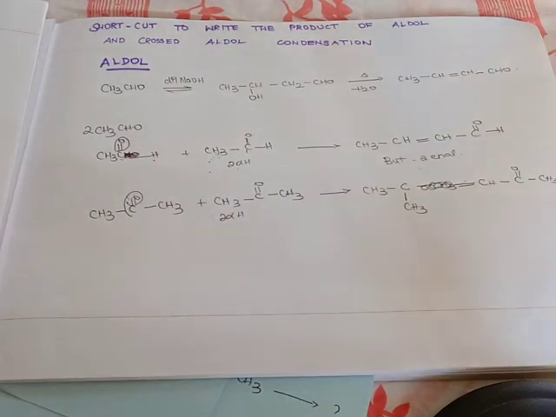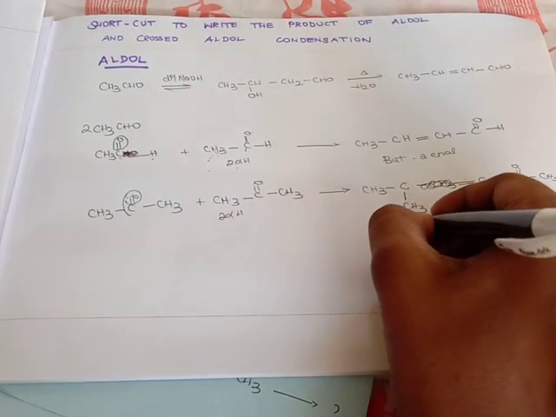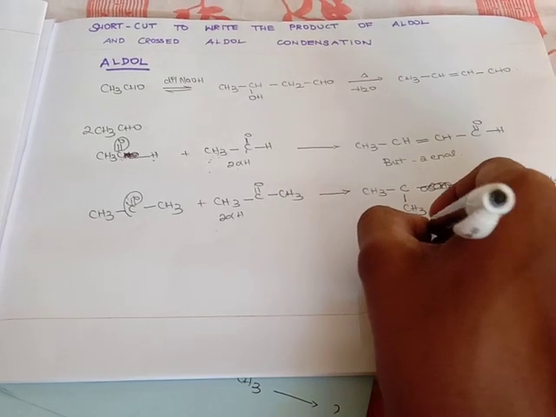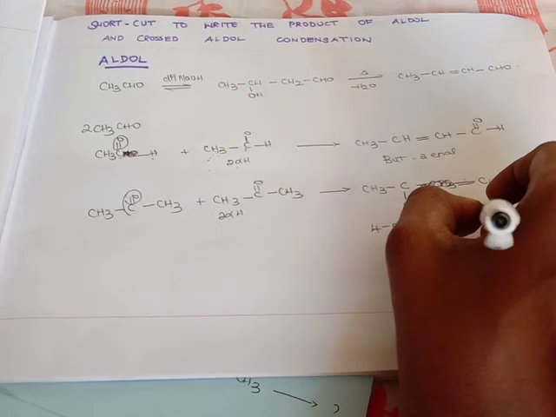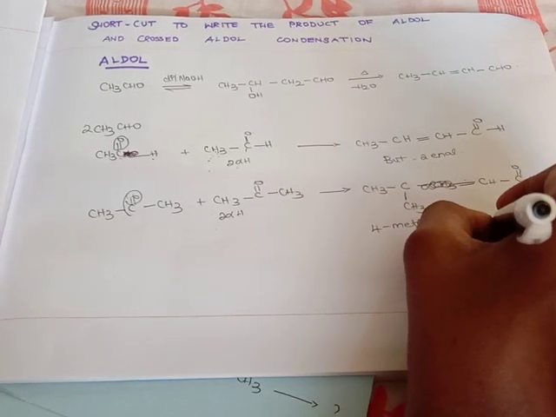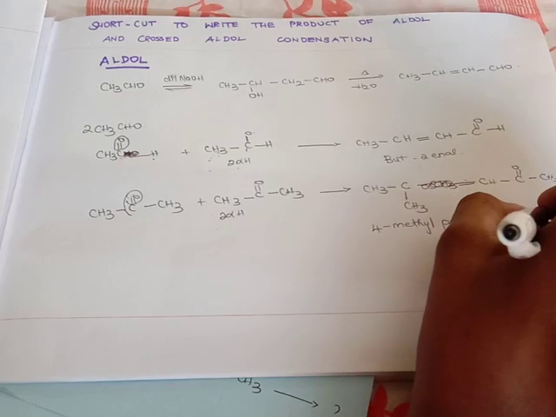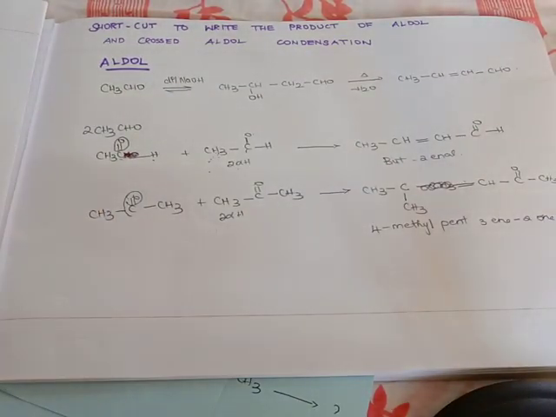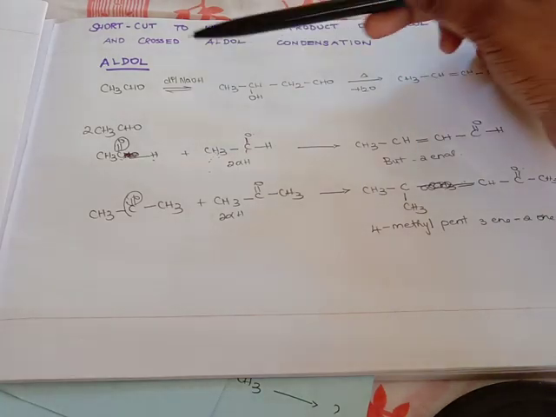Now let's name the compound, students. 4-methylpent-3-en-2-one, because we are having 5 carbons. In the third position we are having a double bond, so 3-ene, and 2-one, because you are having the ketone in the second position. That's it. This is how you have to do it for aldol.